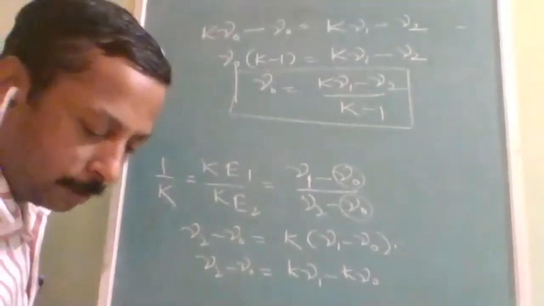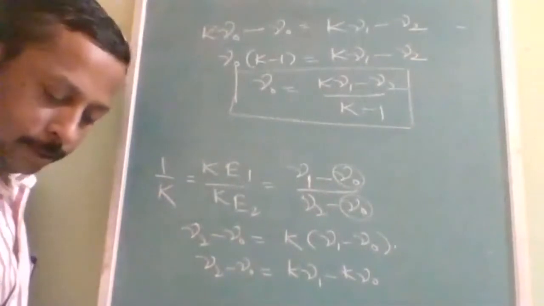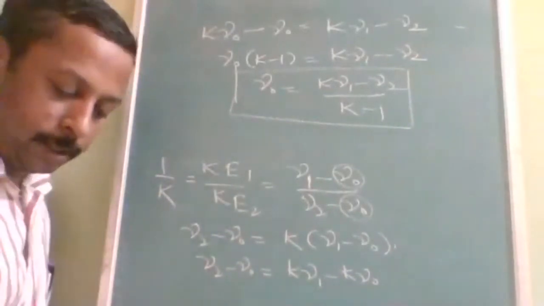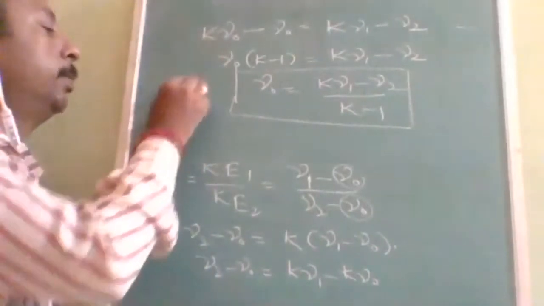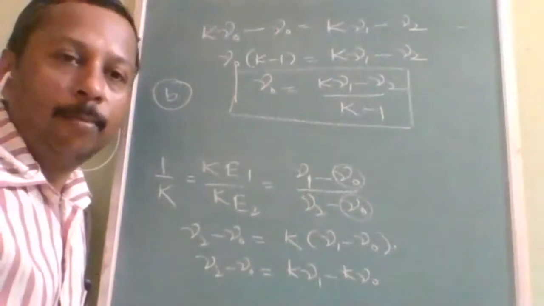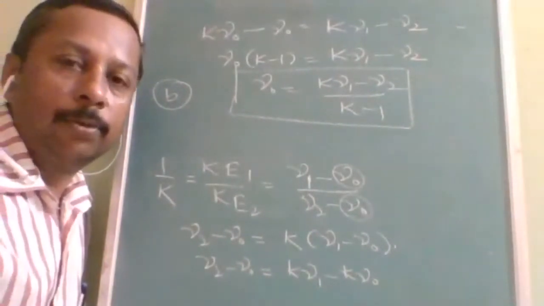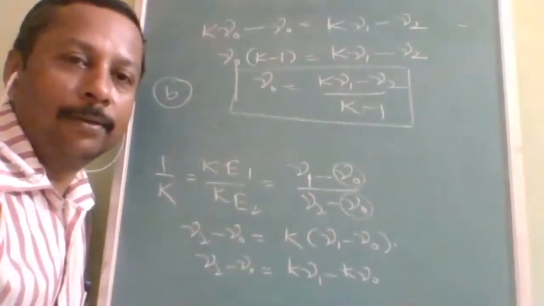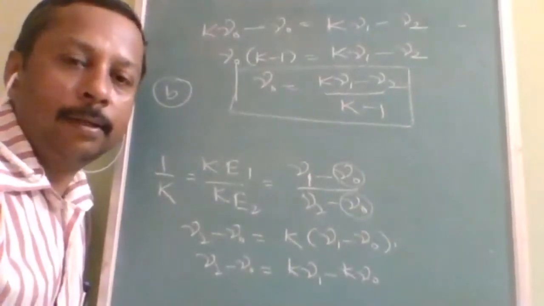Very good. Which option is correct according to this? Which option? K nu 1 minus nu 2 by K minus 1. So that is B option is correct. In the given question, which option is correct? B option is correct. Nu naught is equal to K nu 1 minus nu 2 by K minus 1. Okay. So is this understood? This is the way you have to solve different varieties of question.